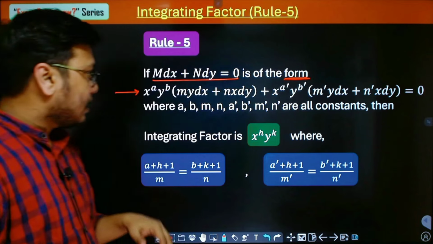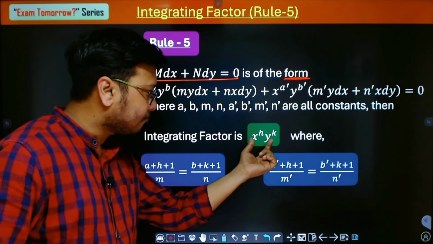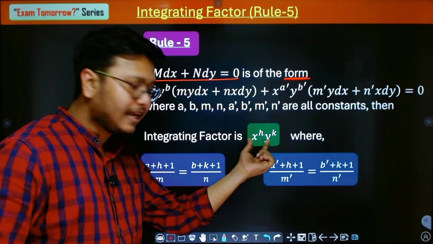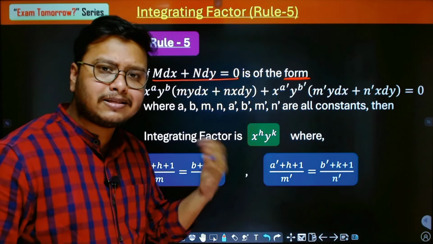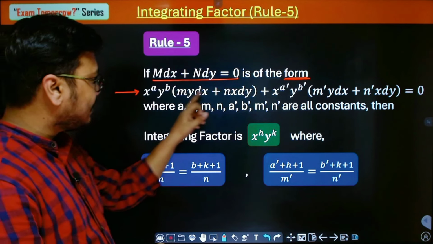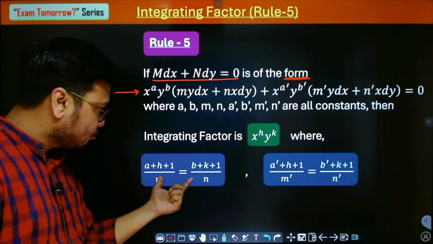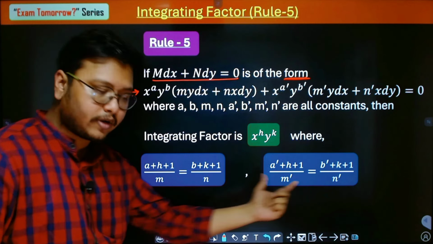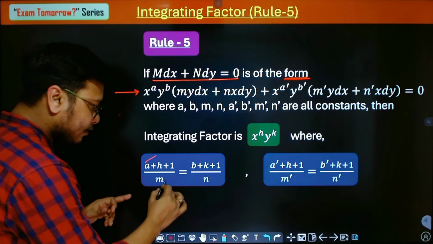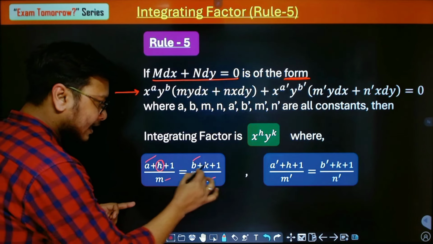Once we have found those out, then the integrating factor is x to the power h, y to the power k. Now where are h and k coming from? Basically, once you have found out a, b, m, n, a dash, b dash, m dash, n dash, you take those values and put them in these two equations. So you know the value of a, you know the value of m, you know the value of b, you know the value of n. So your unknowns are h and k.